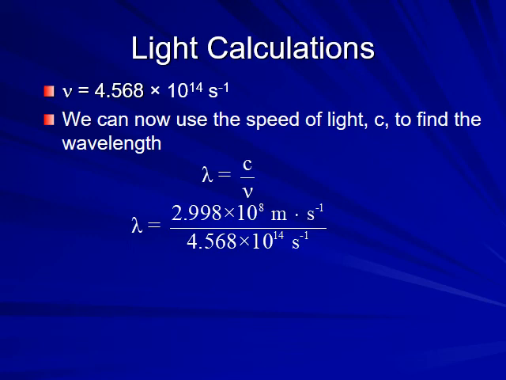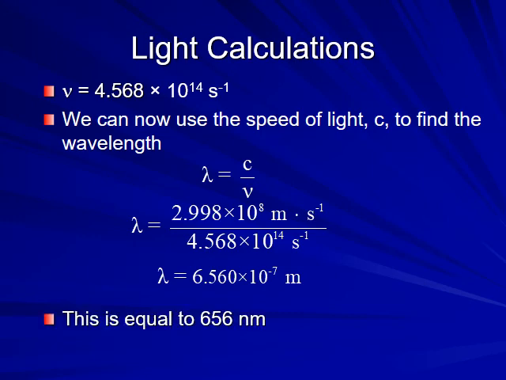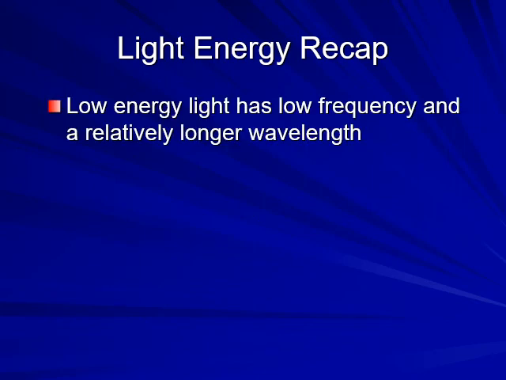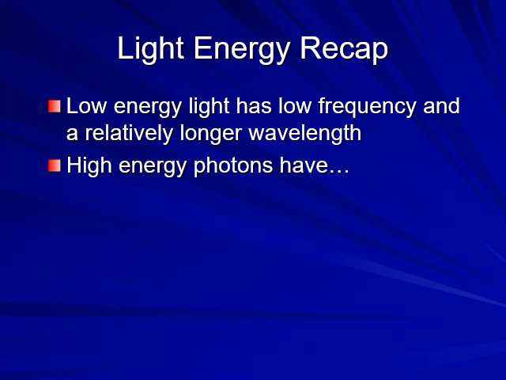Do the math, check me out, please. And hey, let me know if there's a mistake in my slides. This is version 1.0. And I get a wavelength of 6.56 times 10 to the minus 7 meters. I think the back of the book expresses that in nanometers. It is 1 times 10 to the 9th nanometers equals 1 meter. Do that conversion, it's equal to 656 nanometers. So low energy light has a low frequency and a long wavelength. High energy photons have a high frequency and a short wavelength.